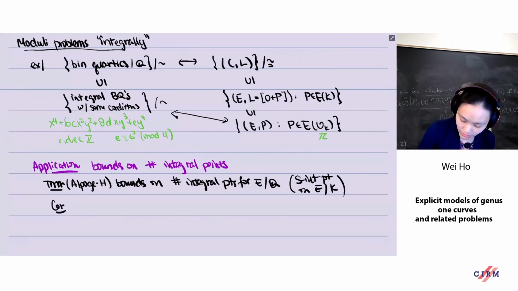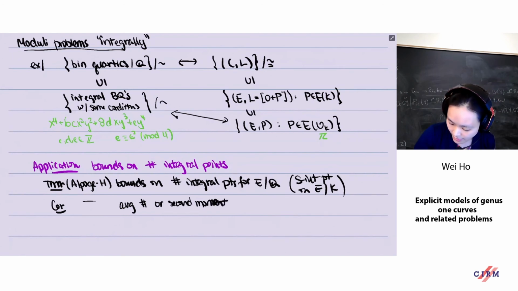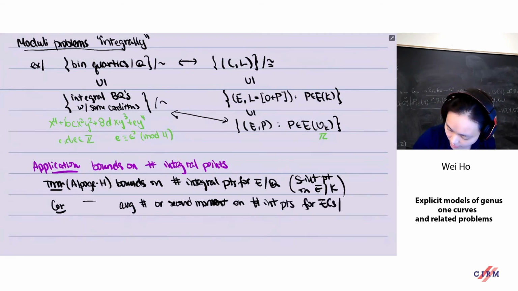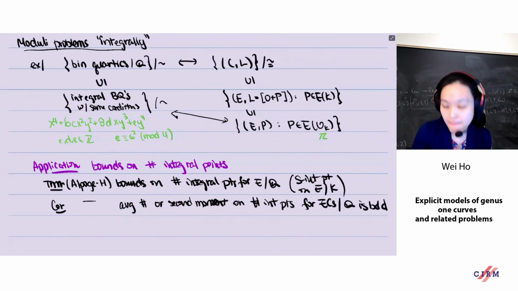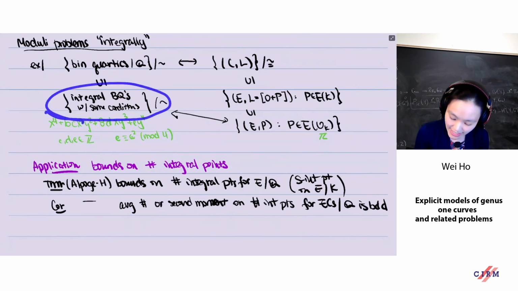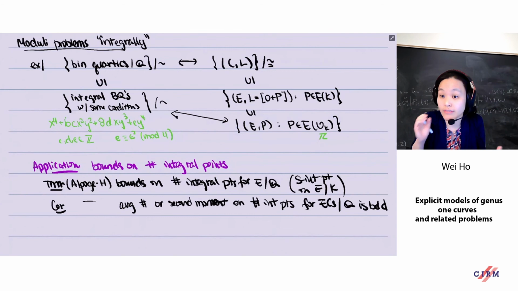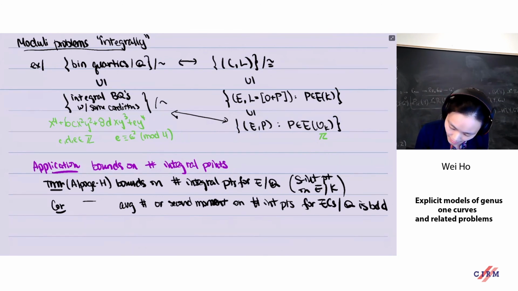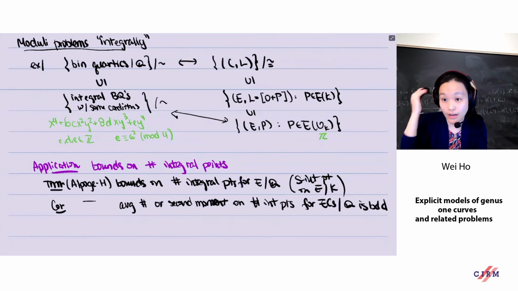And a corollary of that is you get that the average number, or the second moment, or various moments, on the number of integral points for elliptic curves over, say, Q, is bounded. So the point is, we can use understanding how many of these there are to bound the number of integral points on a given elliptic curve. And once you can bound the number of integral points, we combine that with the previous work, these Selmer averages, to say something about averages and actually higher moments in this case.